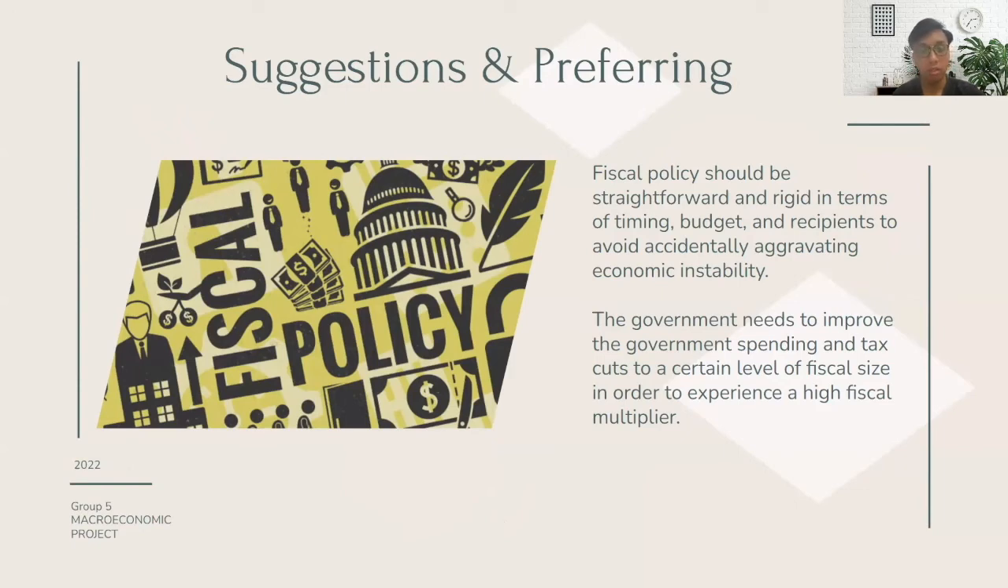In general, to counter the recession, the government needs to increase government spending and tax cuts to a certain level of fiscal size in order to produce a high fiscal multiplier. The government tends to tailor the size of the fiscal measure to the estimate of the output gap size, which is the difference between expected output and the output if the economy is functioning at full capacity. Therefore, the fiscal stimulus size and fiscal multiplier matter in achieving successful fiscal policies.